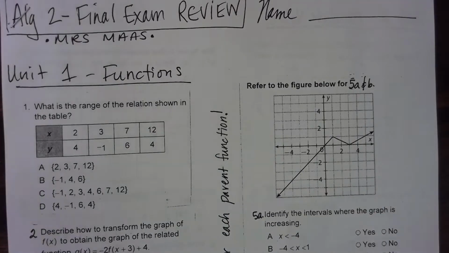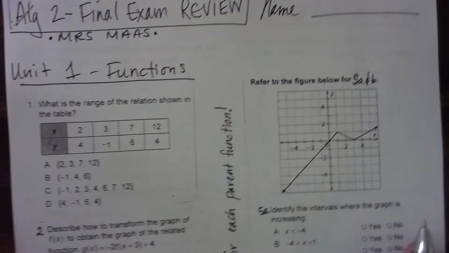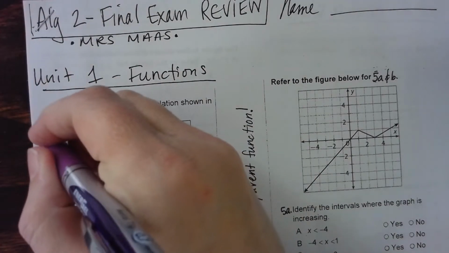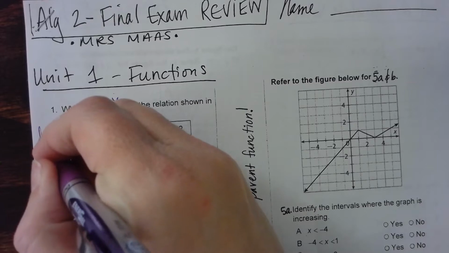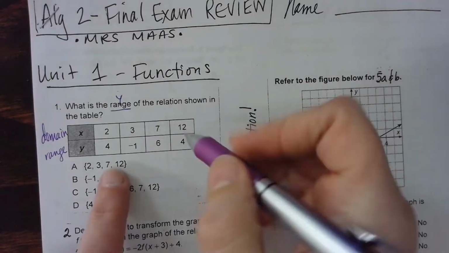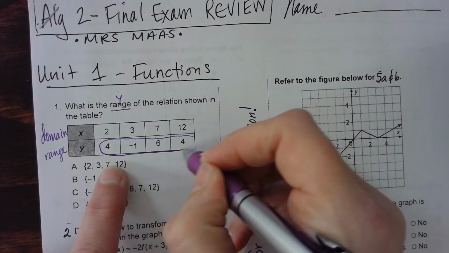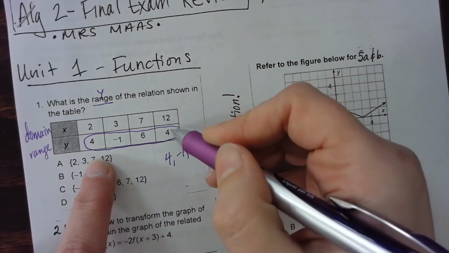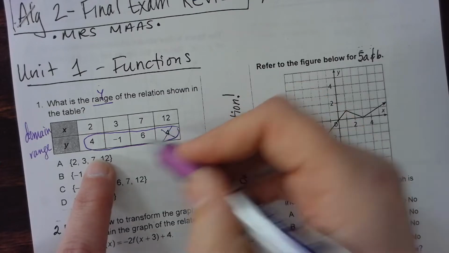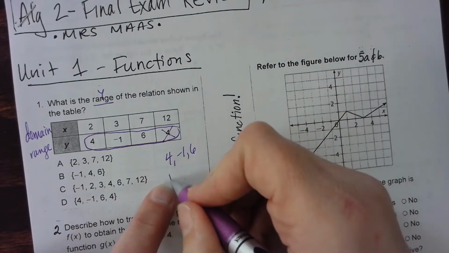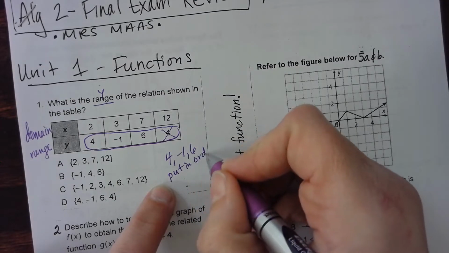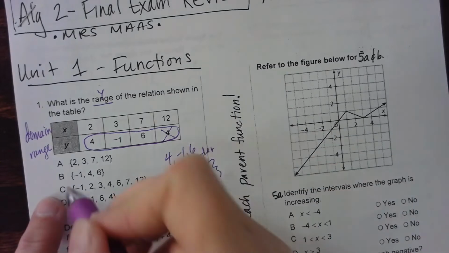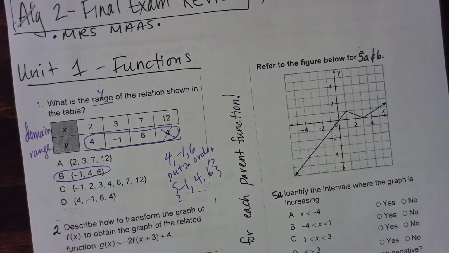Alright, so number 1 says, what is the range? So remember that domain is x values, range is all your y values. So basically here we're looking at these values. We have a 4, we have a -1, we have a 6. We don't need to list this 4 a second time because it's already been listed once. And then we're going to put these in order from smallest to largest. So we got -1, 4, and 6 that we put into our little set notation. So that is answer B.